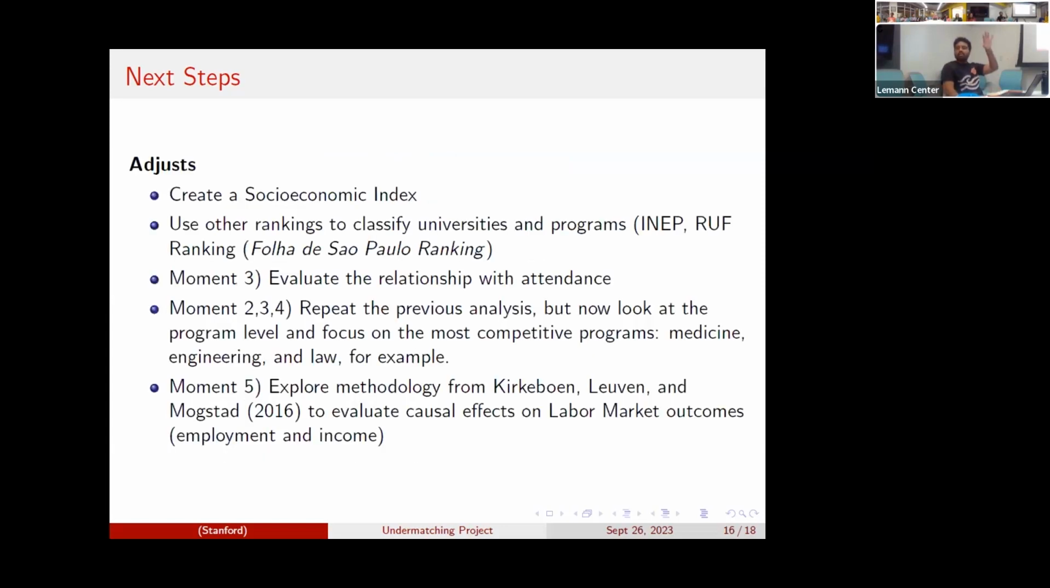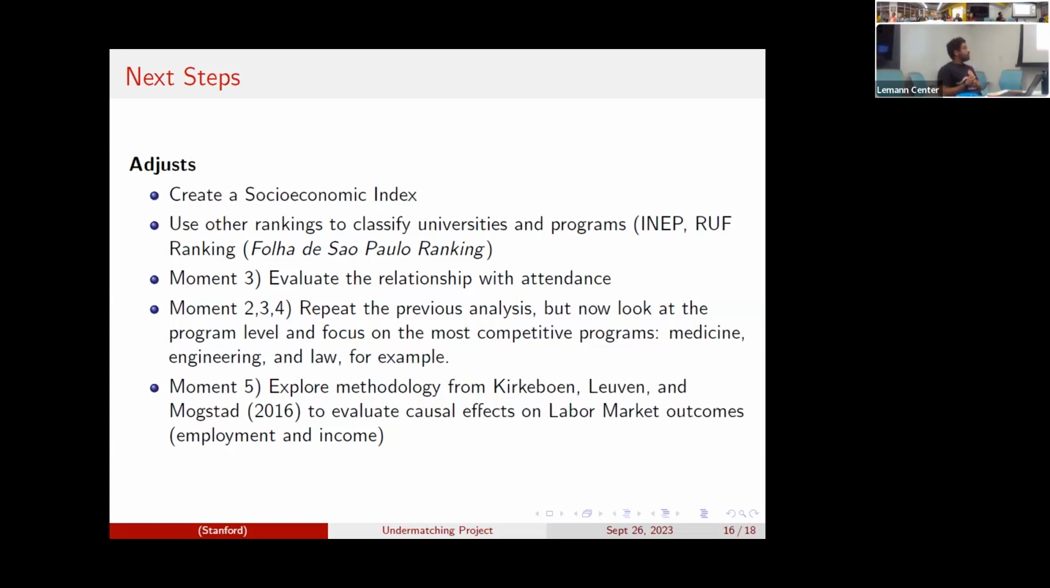And in terms of the results that I showed you for moments 2, 3, 4, and 5, what are we going to do next? First, the socioeconomic index to deal with the low income variable. Use other rankings to classify the universities and also the programs. So Inep has their own ranking, and we know that the Folha de São Paulo newspaper from Brazil also has its own way of ranking the universities.